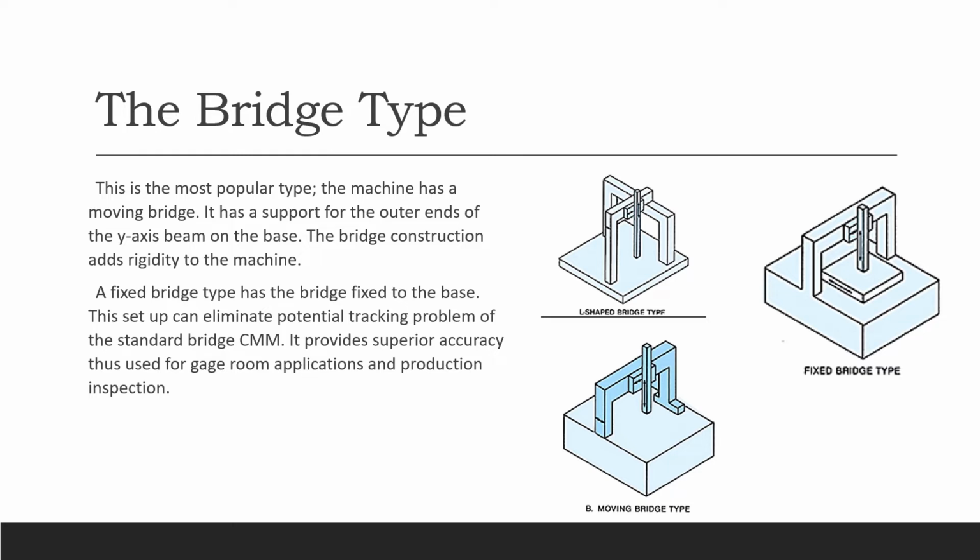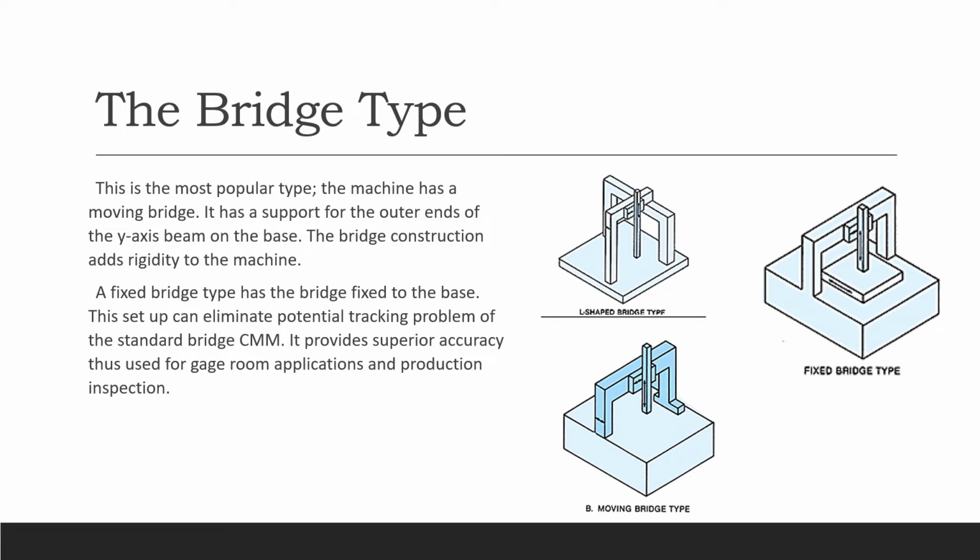That's Z. Try to draw this again for you. Yeah, like that. Then your X, then your Y. And the bridge construction adds rigidity to the machine, so you can see a very solid and stable structure. So that's a pretty good machine. That's why people love to use this type of CMM.